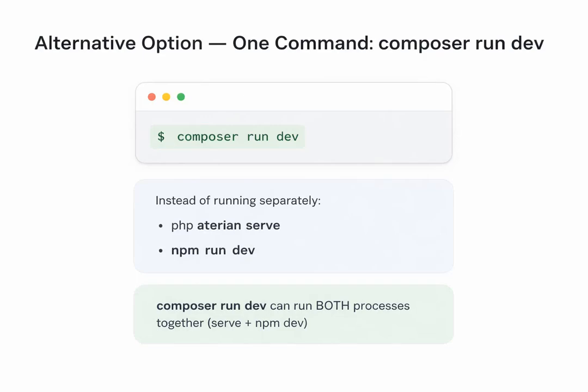There's also an alternative, composer run dev. The idea is that instead of manually running php artisan serve and npm run dev in separate terminals, this single command can run both processes together, so it starts the backend server and the front-end dev builder in one go.